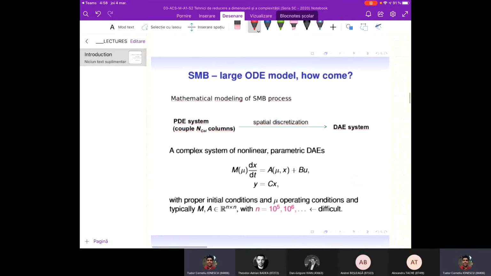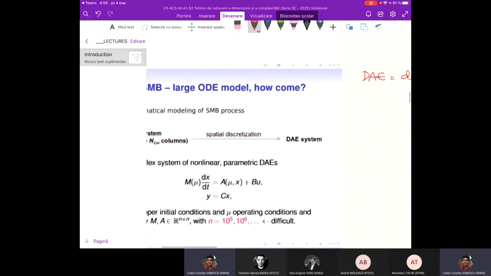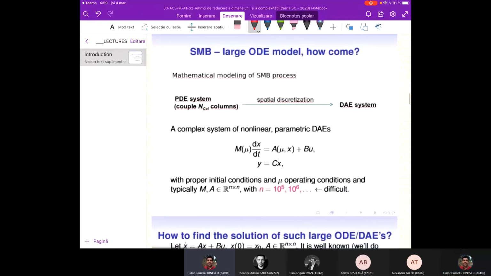DAE is differential algebraic equations. Okay, this is what DAE stands for. ODE, ordinary differential equations, DAE, differential algebraic equations.